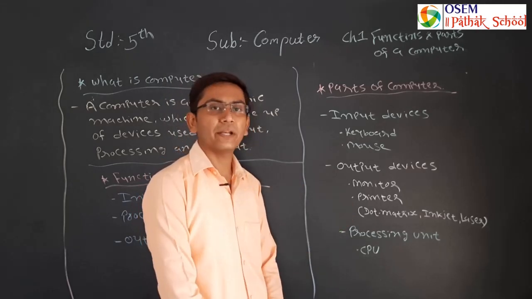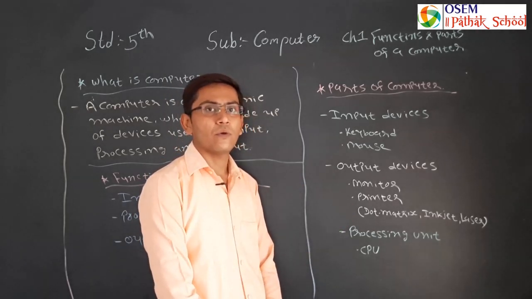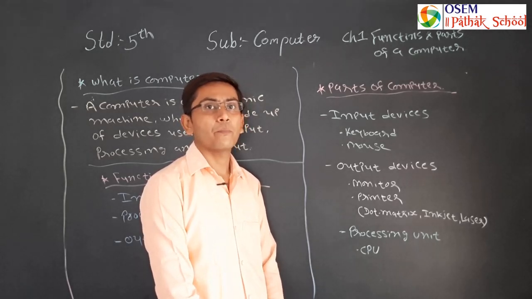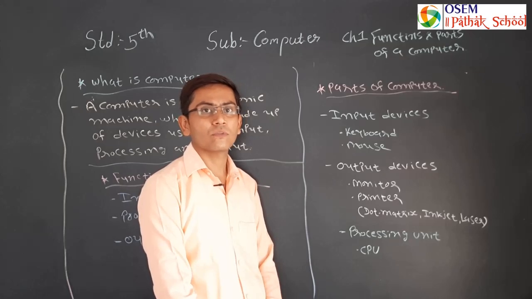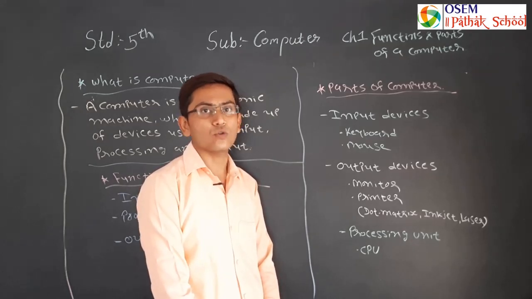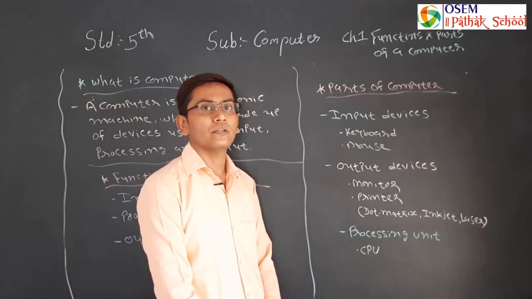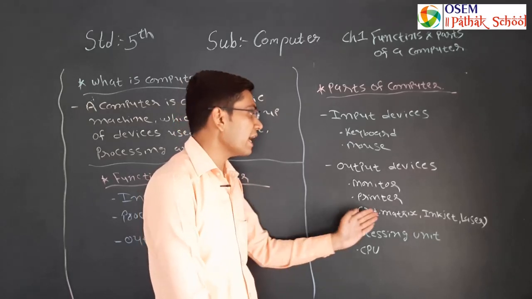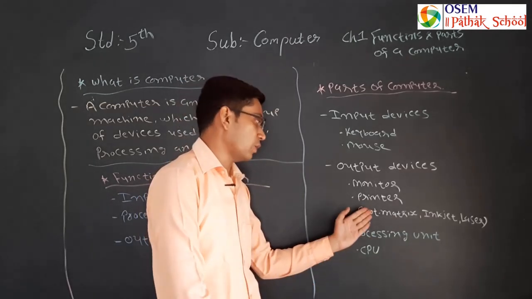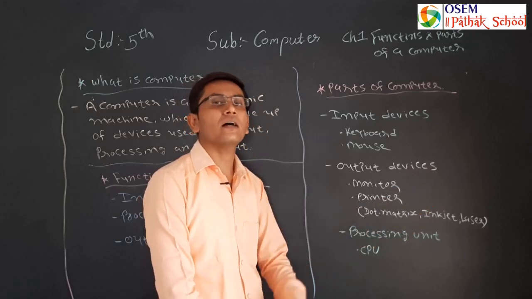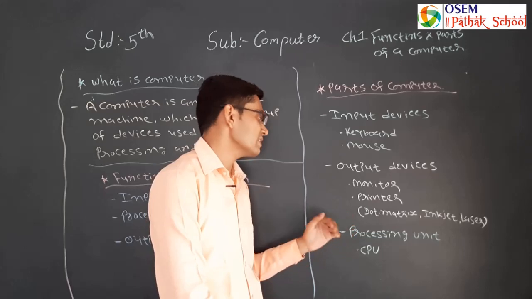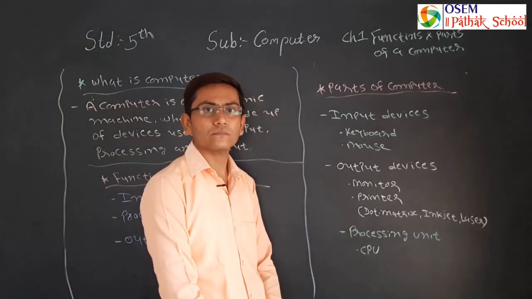Next one is printer. When output is printed on paper, printer is used. Printers are used to print text and pictures also. Today, there are different types of printers available, such as dot matrix printer, inkjet printer, and laser printer. Let's start with dot matrix printer.